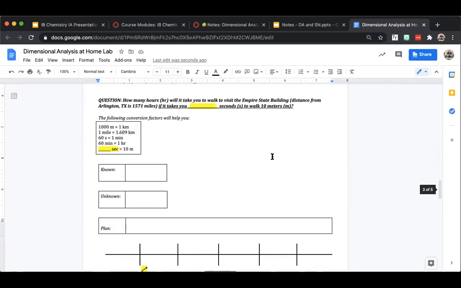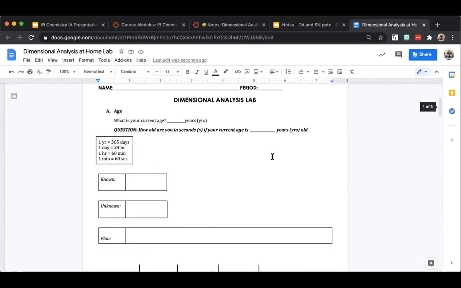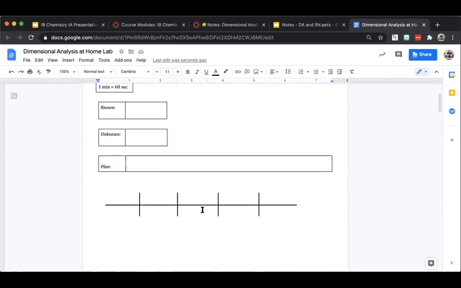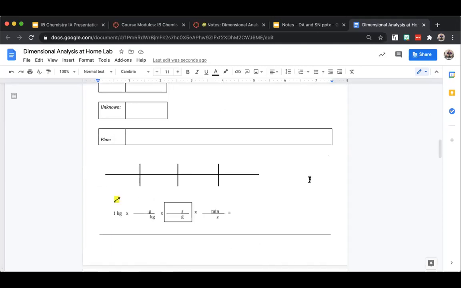So you have 4 different conversion factor or dimensional analysis problems where you're going to have to do your known, unknown, and plan, identify your conversion factors, set up your boxes with the numbers and units canceling out, and then you will type your final answer after your setup, okay, for each one.